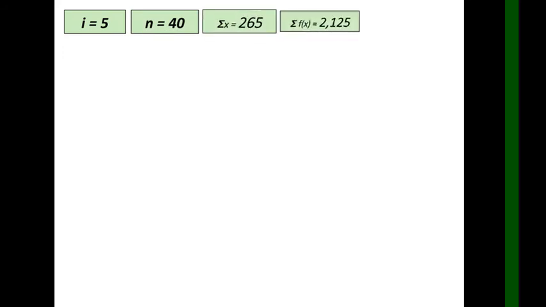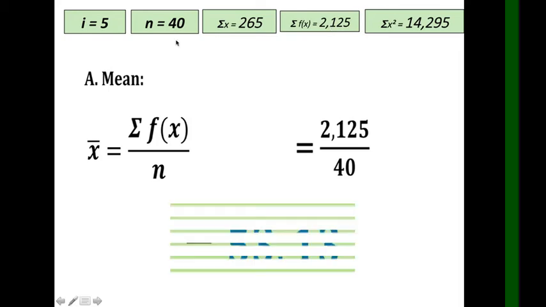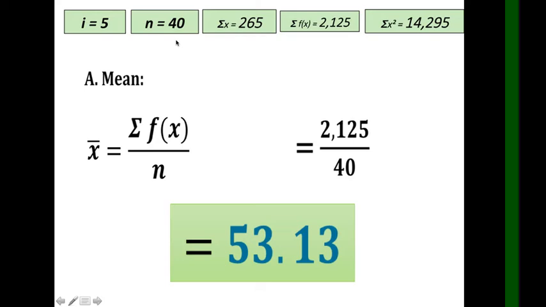Okay, we have i equals 5, n equals 40, summation of x equals 265, summation of f of x equals 2,125, and summation of x squared equals 14,229. For the mean, we have summation of f of x over n. So we have 2,125 divided by 40. This is 2,125, the n is 40, and when divided, you will get 53.13 for the mean. So that's the value of x bar.